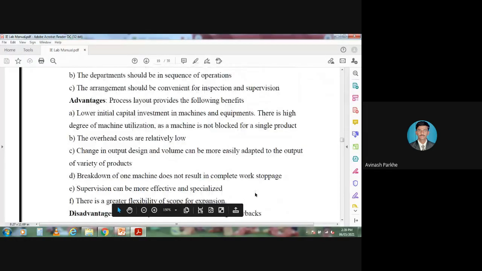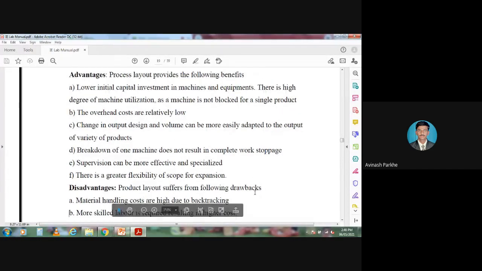And based on this you have one experiment, and already in that list of questions I have given one question, that is, give the difference between process layout and product layout. So based on this experiment number 6, you have to write the experiment as one question, that is, the difference between process layout and product layout. I have already shared the notes as well as PPTs of chapter number 5. So by taking reference of those and of this manual also, you have to write down the difference between process layout and product layout.